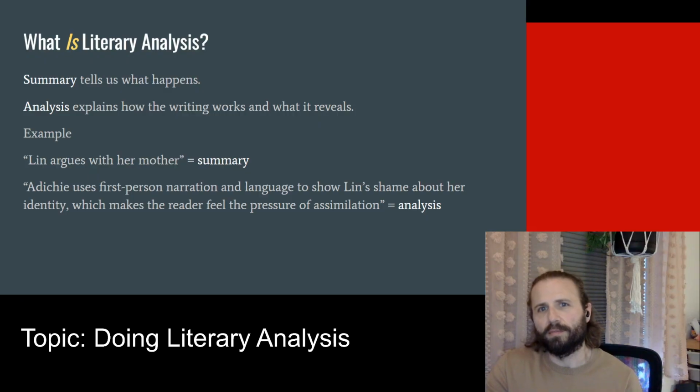Literary analysis also reminds us that evidence does not speak for itself. We have to explain it. So if I say Lynn argues with her mother, that's summary. But if I say Adichie uses first-person narration and language to show Lynn's shame about her identity, which makes the reader feel the pressure of assimilation, that's analysis. I'm no longer just describing events, I'm explaining how the author's choices shape that meaning.